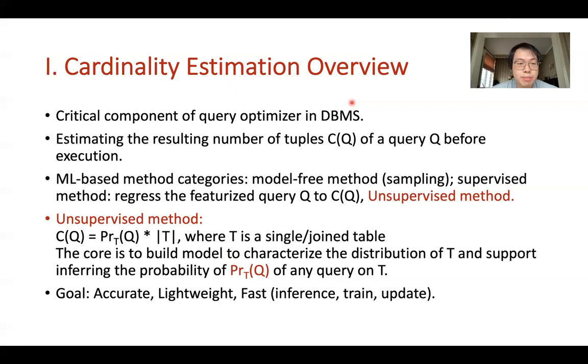So unsupervised learning methods basically turn the cardinality estimation problem into a statistical problem. As we can see here, the cardinality of a query actually equals the probability of Q on table T multiplied by the total number of tuples in the table. Therefore, the core task of cardinality estimation is to build a model to characterize the distribution of T, and support inferring the probability of any query on T. The goal of a good cardinality estimator is to be accurate, lightweight, and fast at the same time. So accurate in terms of prediction, lightweight in terms of model storage, and fast in terms of inference speed, training speed, and update speed.